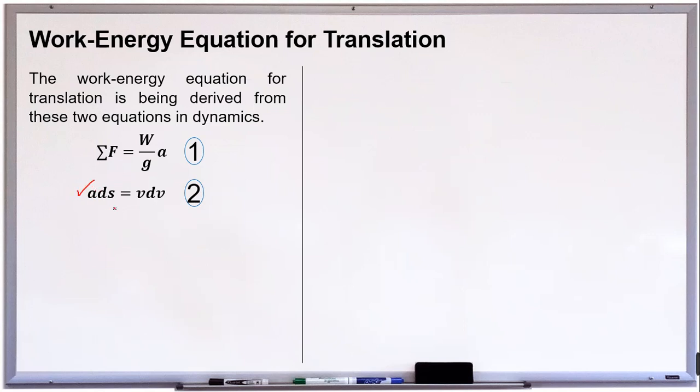Then the second one is the differential equation derived from the kinematics equations, in which the acceleration multiplied by the change in the displacement is equal to the product of the velocity and the differential velocity, or change in the velocity. So we are going to manipulate these two important equations in dynamics in order to arrive at the general formula for work energy.